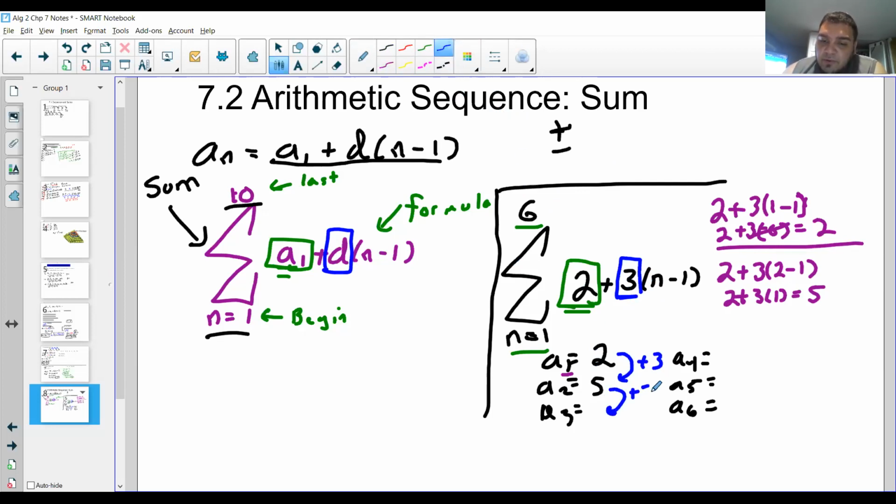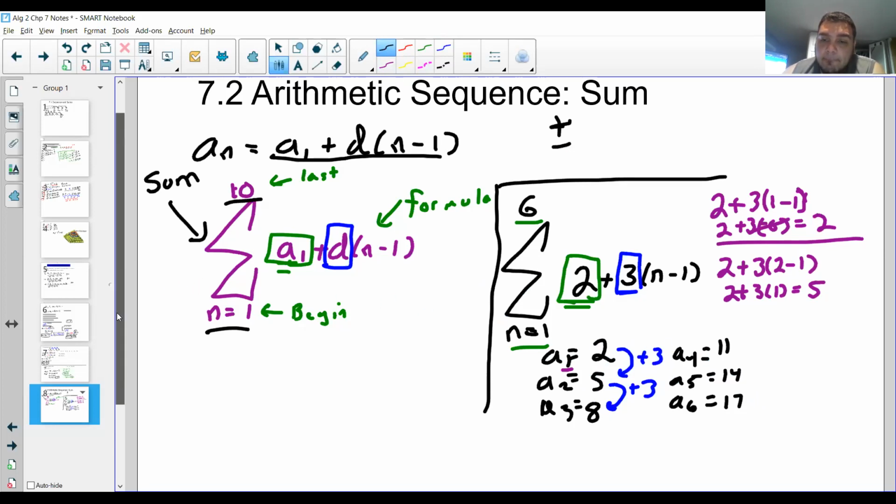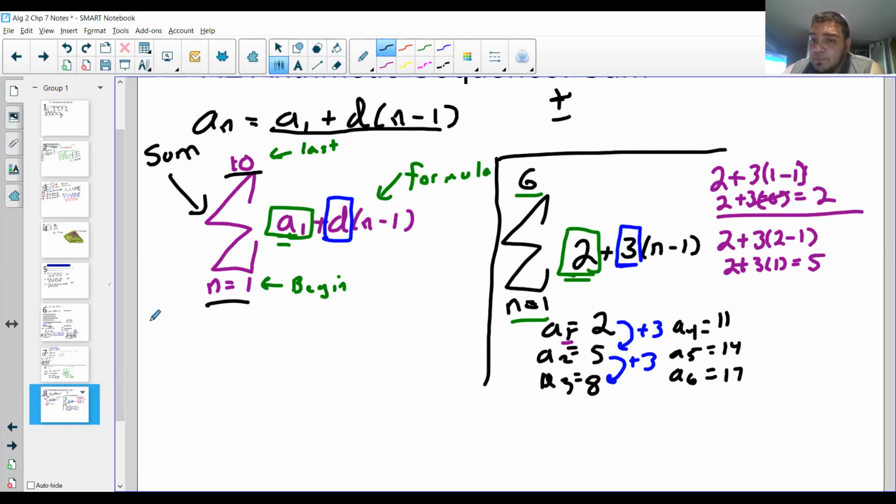So basically, the longest way would be to find each piece by using the formula every time. But what I'm trying to teach you is that we can shortcut a lot of different ways. So 2, 5, 8, plus 3 is 11, plus 3 is 14, and plus 3 is 17. So I'm just putting them all down there. But you could have found that yourselves by doing plus 3 each time, or by plugging in 1, 2, 3, 4, or 5, or 6.